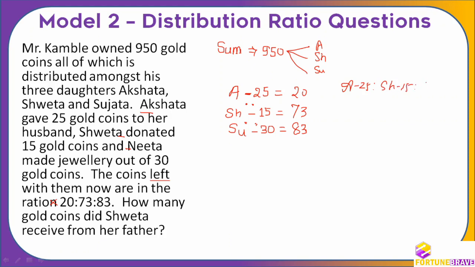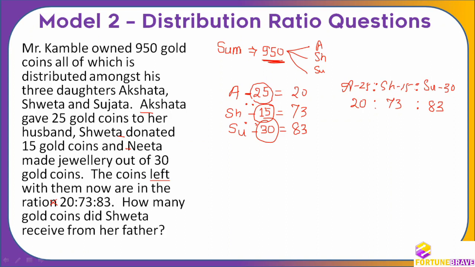So A minus 25 is to SH minus 15 is to SU minus 30 are in the ratio 20 is to 73 is to 83. I am going to write it so that it is amply clear to you. Now try to understand. If this is the ratio, and if we add all of them plus these things, this is the logic. Whatever these numbers are, if we add 25 plus 15 plus 30, it should be equal to 950. Right or wrong? It should be equal to 950.